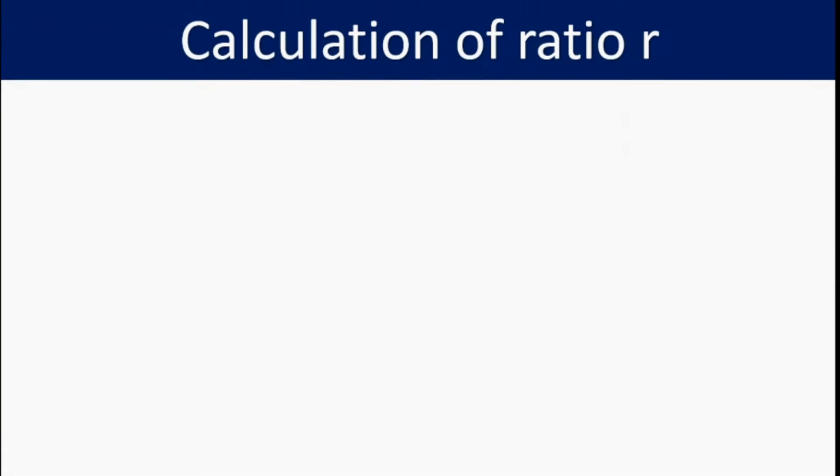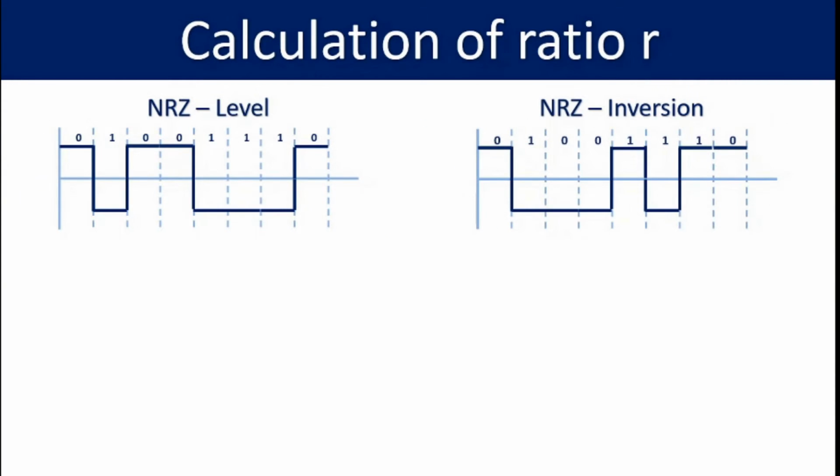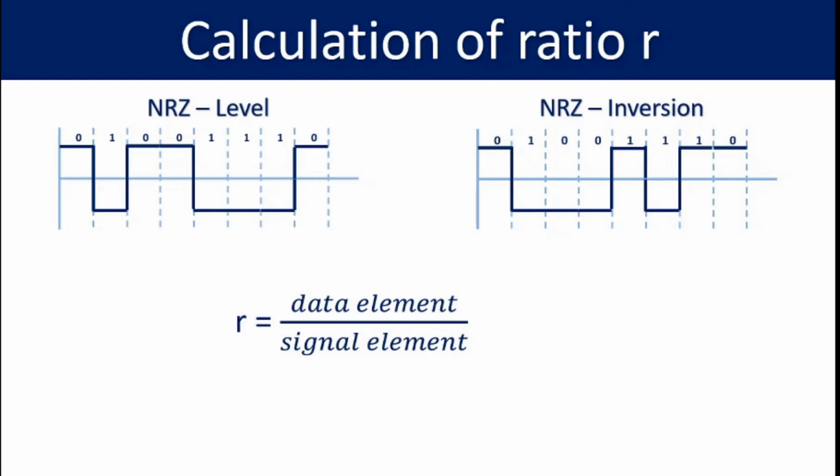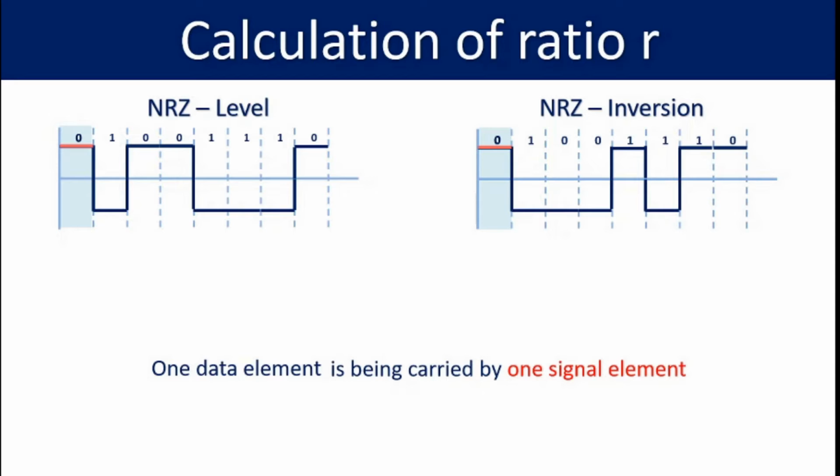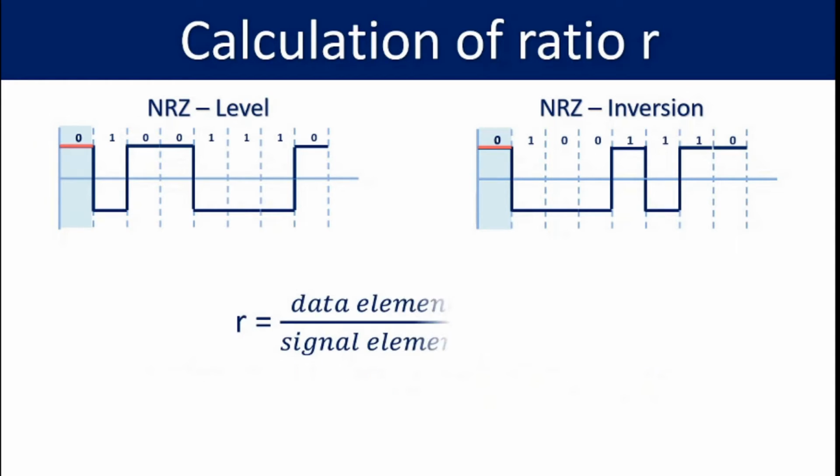Now, let us calculate the ratio R for the two schemes. We know that R is calculated as data element by signal element. In unit duration, we see that there is one data element, that is one bit, which is carried by one signal element. Hence, the value of R for polar NRZ is 1.